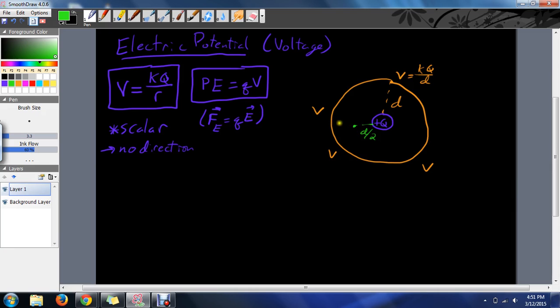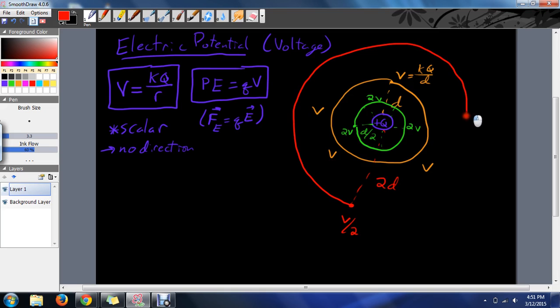The electric field would be 4 times larger. But the potential is not an inverse square law, it's just an inverse law, so it's only going to be doubled. And of course, everywhere distance d over 2 away, it's going to have the same voltage value of 2V. And if we go a distance 2d away, of course it's going to be an inverse law. You're going to have a voltage value of V over 2. And that's going to be an isopotential surface.